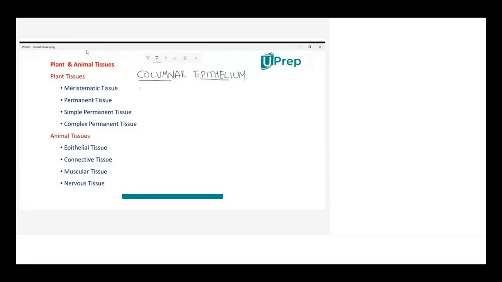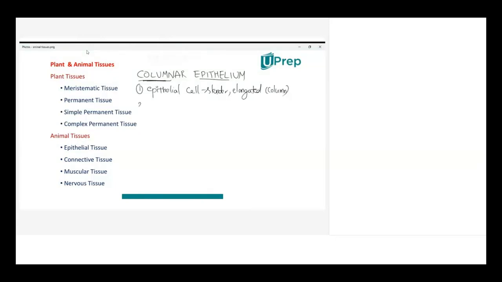When you take columnar epithelium, the first foremost point is the shape of the epithelial cells. The epithelial cells will be slender, elongated cells, like columns. Okay, like columns, they will be seen under the microscope.